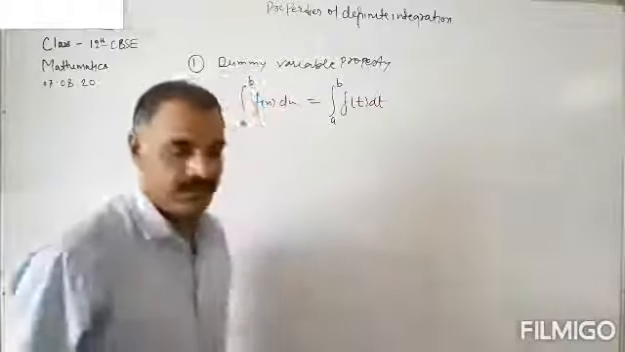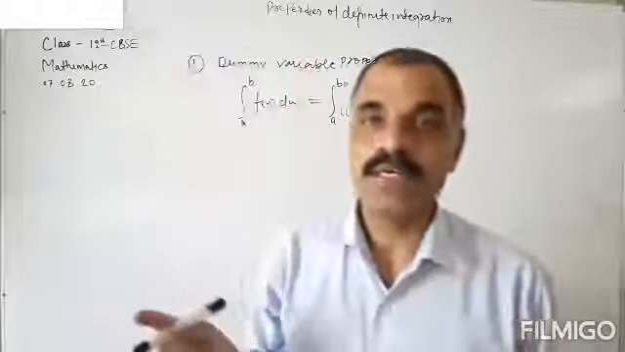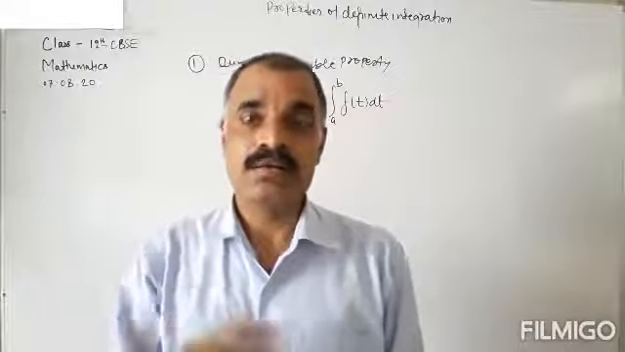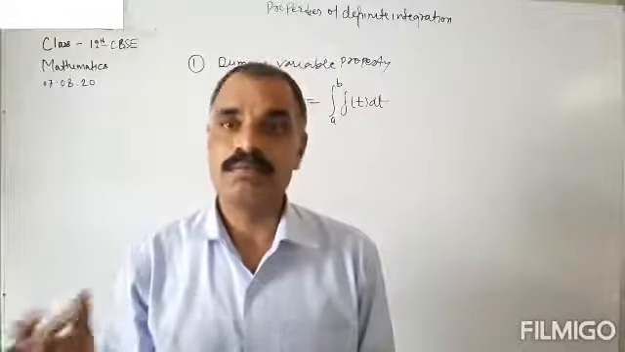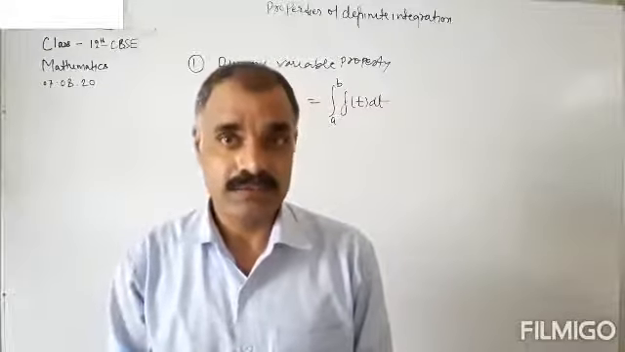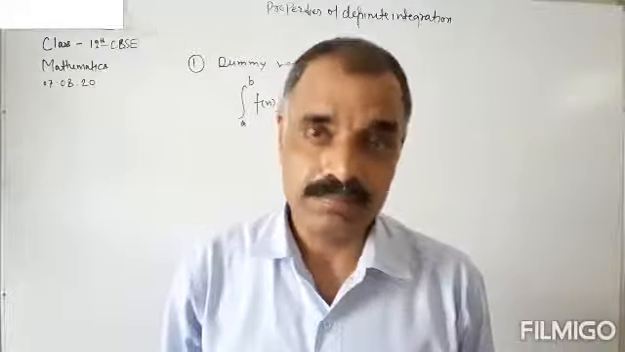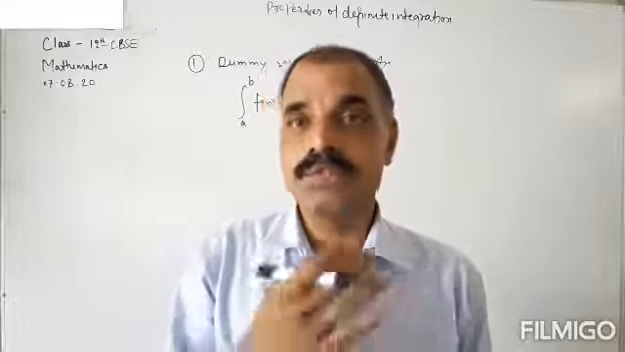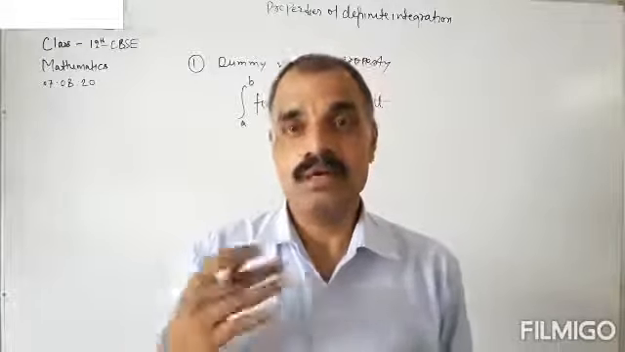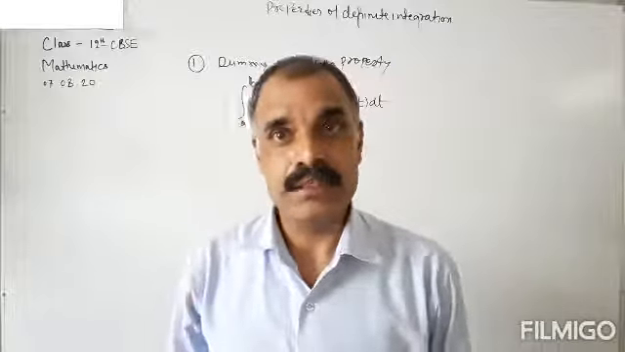So we can replace the variable with another variable. The value of definite integration will not be changed. This property is said to be the dummy variable property, and we will use this property when we solve the question, whenever it is needed.